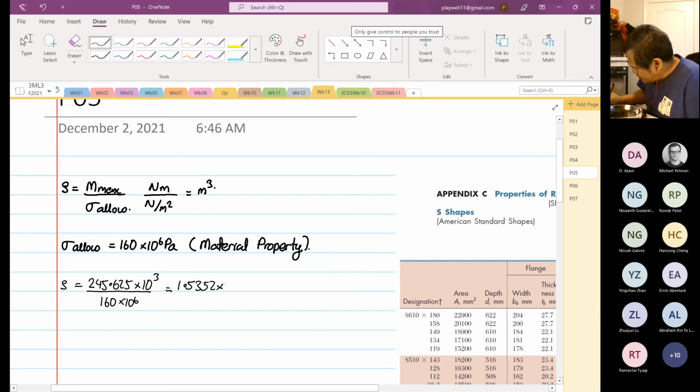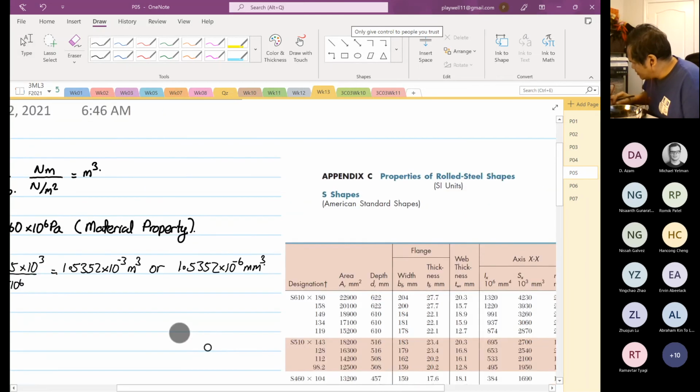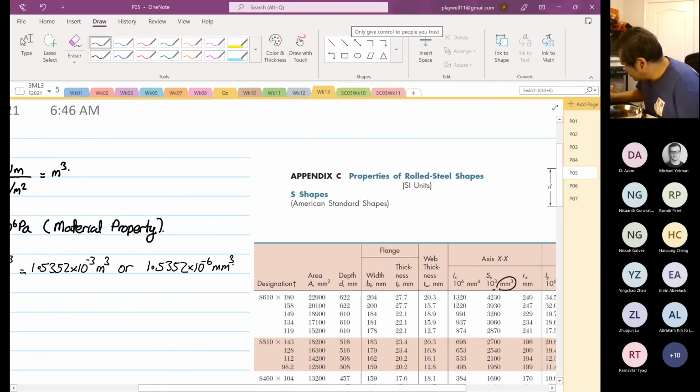1.5352 times 10 to the power minus 3 meter cube, or 1.5352 times 10 to the power minus 6 millimeter cube. Why I changed to millimeter cube is because over here is millimeter cube. And if I'm going to follow their expression over there, it is equal to 1535.2 times 10 to the power 3 millimeter cube.